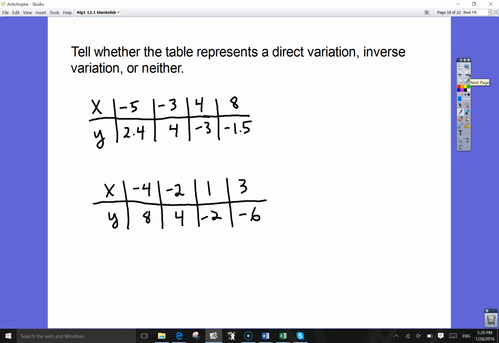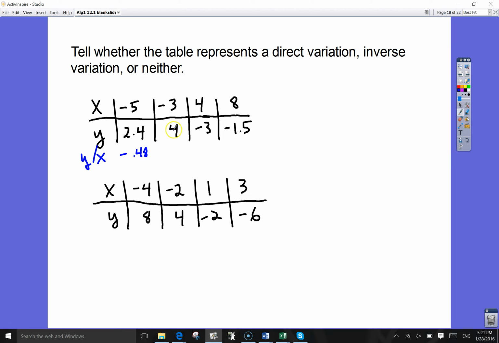So let's tell whether the table represents a direct variation, an inverse variation, or neither. Okay, so let me check for direct. If it's a direct variation, then y divided by x should be the same thing. Let's see, 2.4 divided by -5, that'd be -0.48. You can do this with your calculator. I'm just doing it in my head right now.